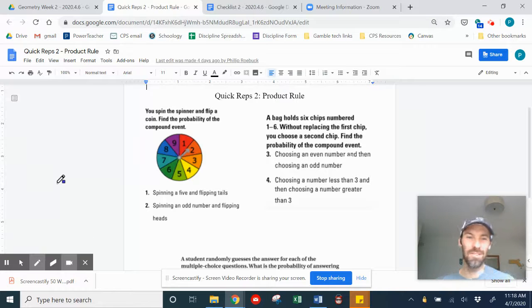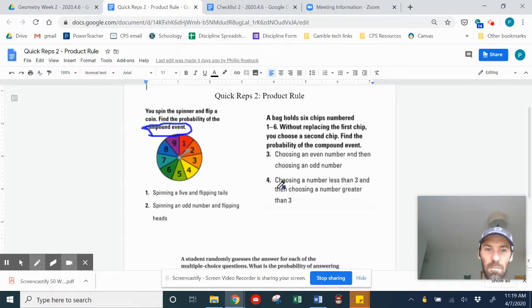So hopefully it works. The first set of problems says you spin the spinner and flip a coin. Find the probability of the compound event. Compound event just means that we're doing two different things. We're spinning a 5 and we're flipping tails. These problems really are pretty simple. The probability of spinning a 5: we look at our spinner, there's 9 numbers, we just want the 5. So spinning a 5 is 1 out of 9.